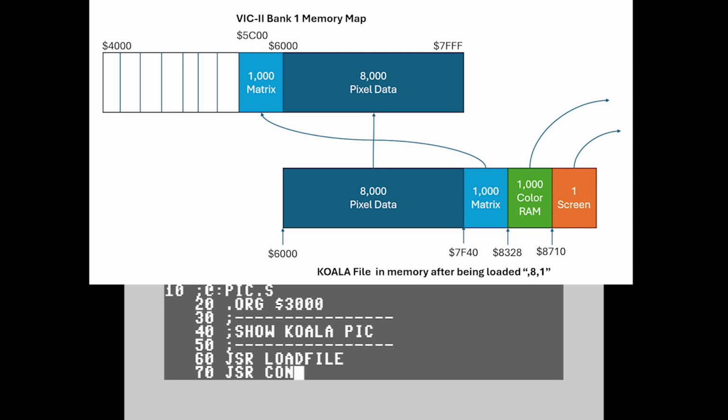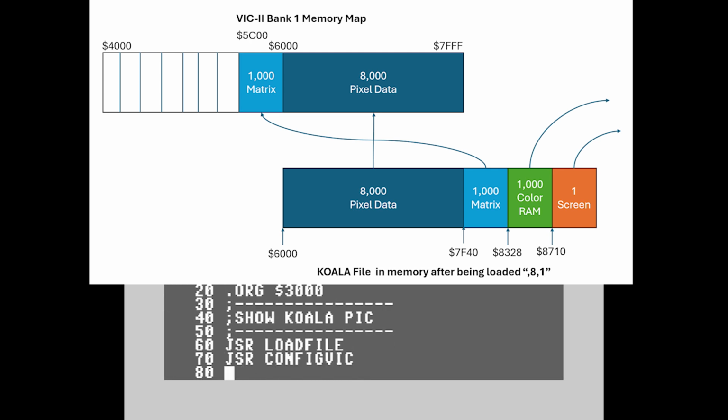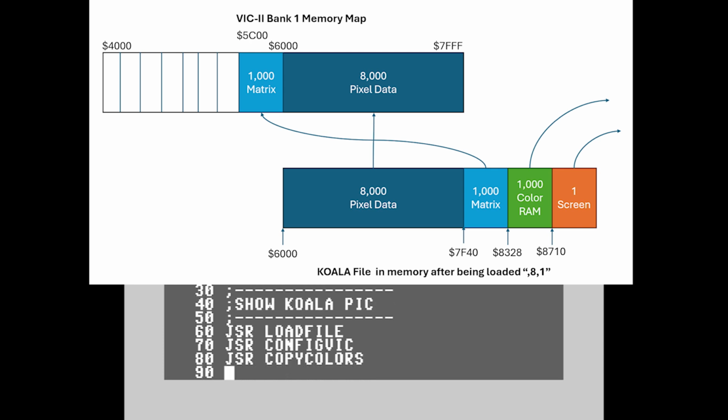I'm probably going to want to configure the VIC chip to put it into graphics mode. In multicolor graphics mode, it'll probably have the picture in black and white at that point because the color memory is not quite in position. So then I would probably want to copy colors to move the color information into position, move the matrix memory into the VIC 16K window, and then move the color memory to where the actual color memory is on the computer.